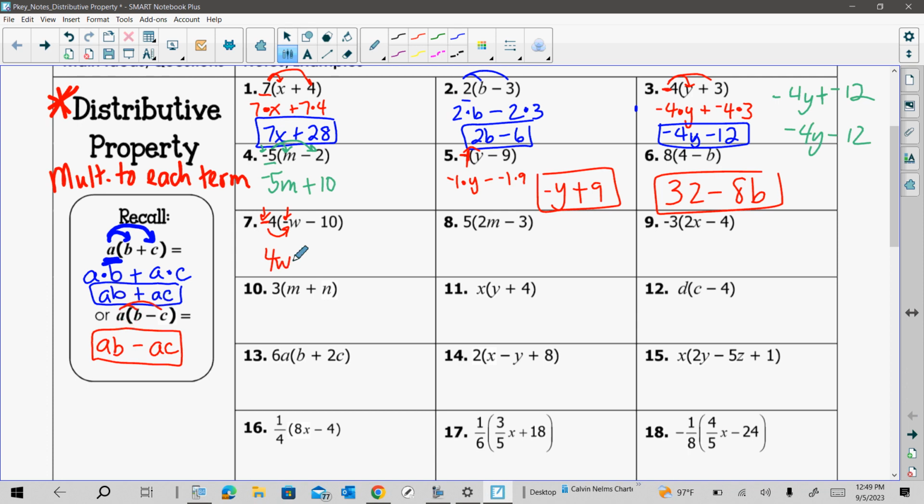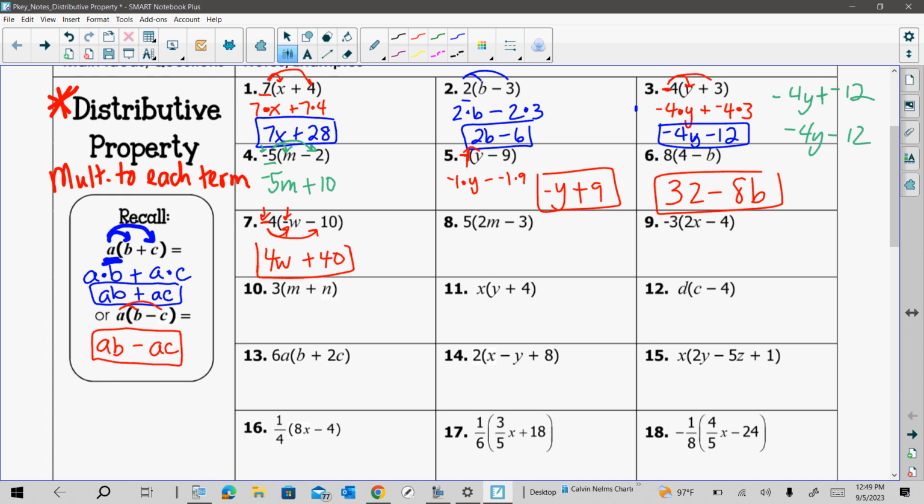Then when I go to distribute, this is a -4, and I look at this as a -10. So it's a plus 40. Yeah, positive 40, so plus 40. Because if it's subtraction, it's like adding a negative. Like over here when I was showing plus a negative, it's the same thing as doing subtraction.